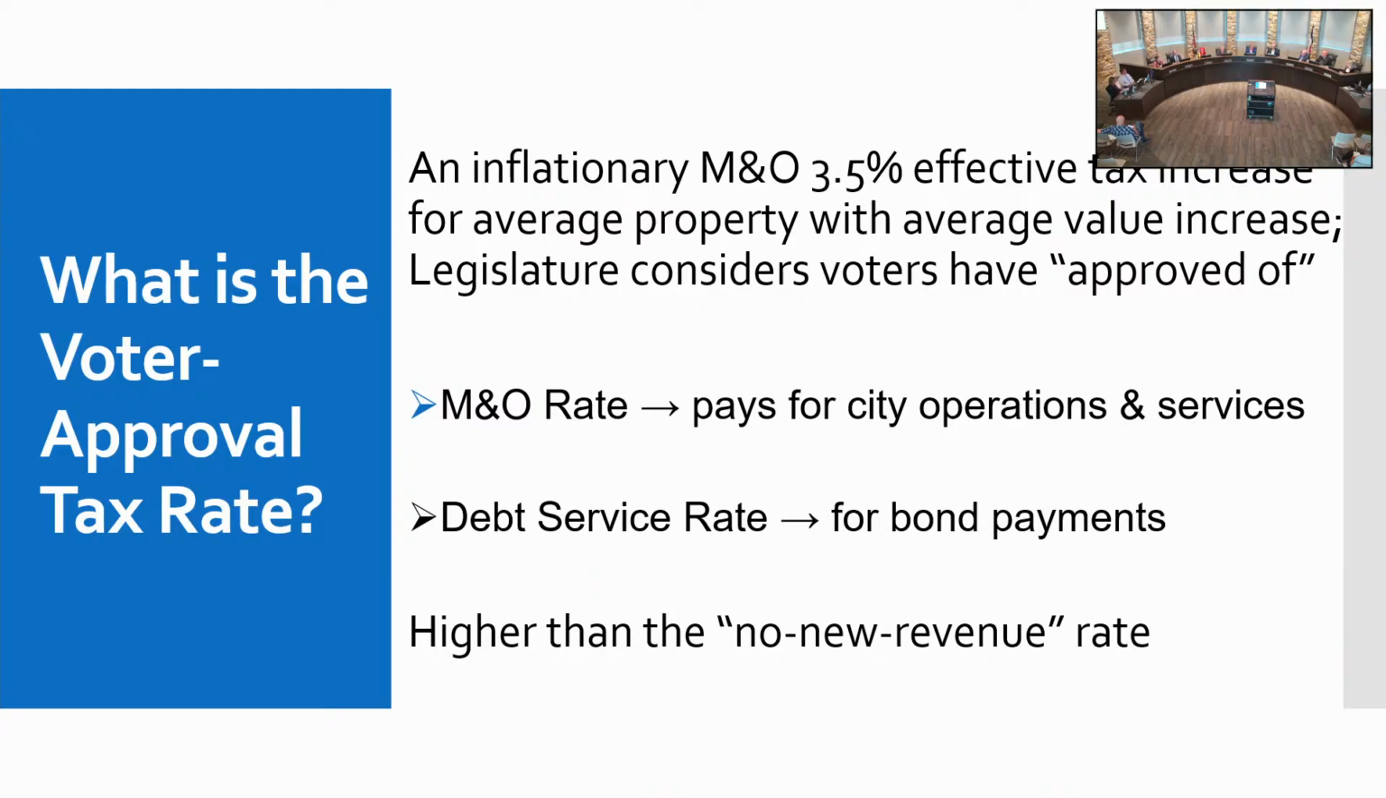So there's an M&O rate, of course, as the tax rate has two pieces. There's a maintenance and operations, M&O. It pays for operations and services. And then there's a debt service rate for bond payments. And so it's higher than the no new revenue rate, essentially.